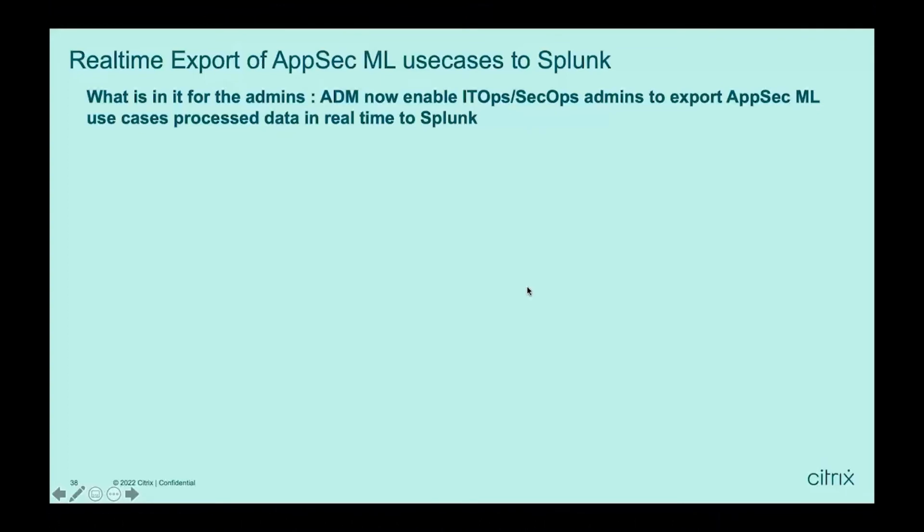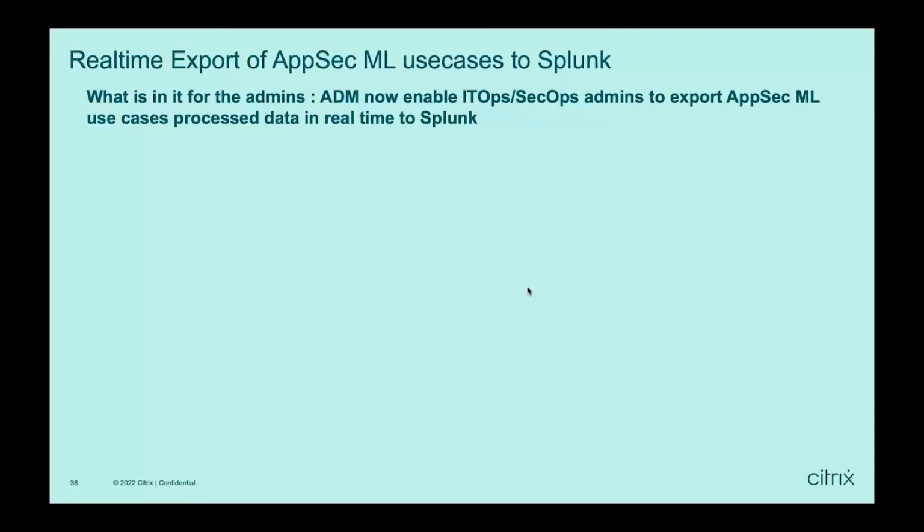This enhancement is about the ability for a real-time export of AppSec ML use cases data to Splunk. What is in it for the admins with this enhancement? ADM has a lot of app security machine learning use cases where we process and synthesize the transactions and find out violations, and it is in a ready state to be exported to Splunk.